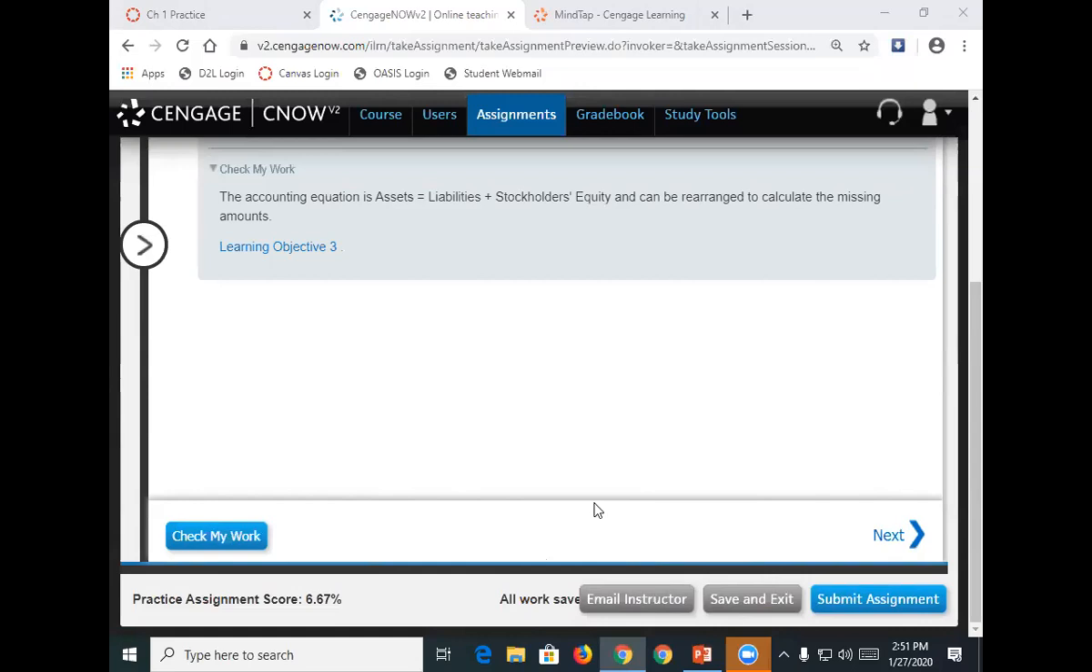Save and exit when you're not finished. Notice when I checked my work, I got a score update. So it tells me as I go through what my score on the assignment is too. So there are some great resources within the homework. It really makes life a lot easier. You can always use check my work, so you'll know as you're doing your work if you're complete and correct or not. Any questions on any of those little features?